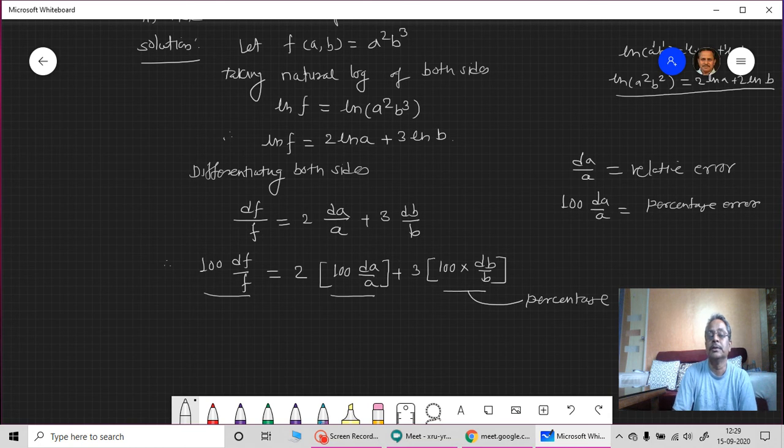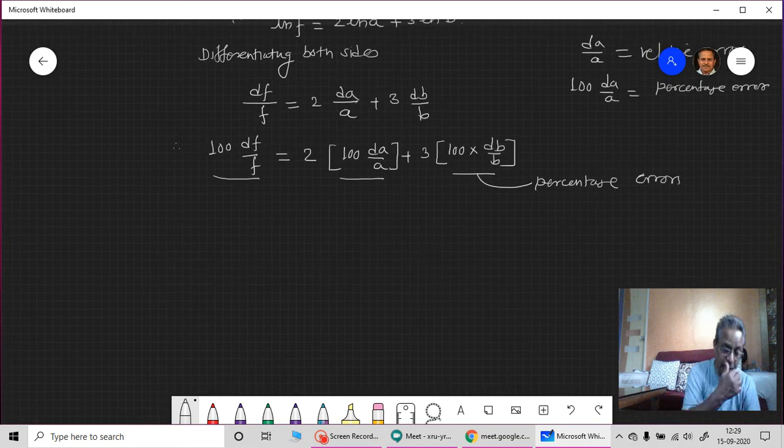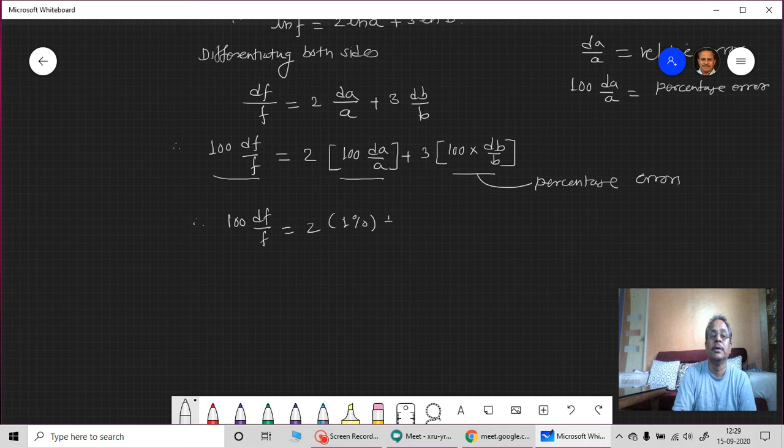We have been given earlier in the numerical example that both A and B have percentage error equal to 1%, and therefore I can write here, 100 times df upon f is equal to 2 times 1% plus 3 times again 1%, so this is 2% plus 3% which is now 5%. So the final statement: thus the percentage error in the measurement of f is 5%.